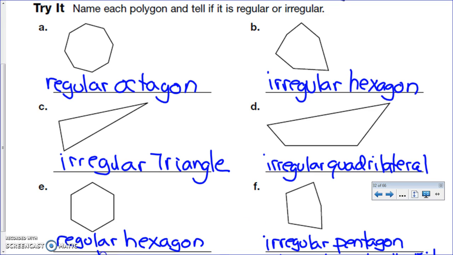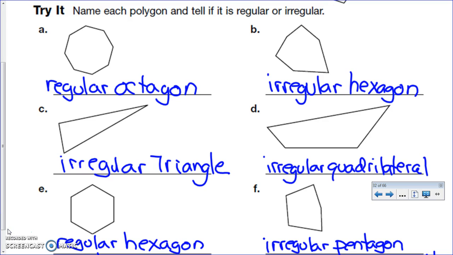Please make sure you have all the answers copied down and glue all the sheets, including the vocabulary we went over at the beginning of the lesson, in your math notebook.